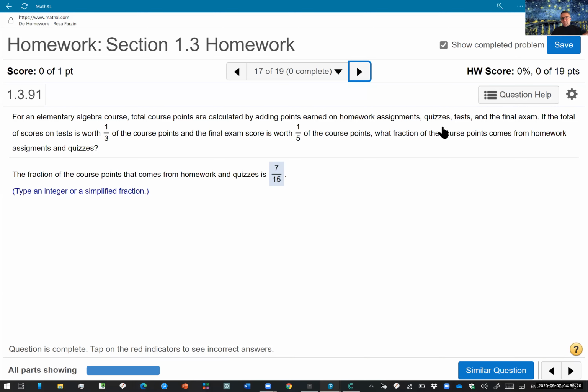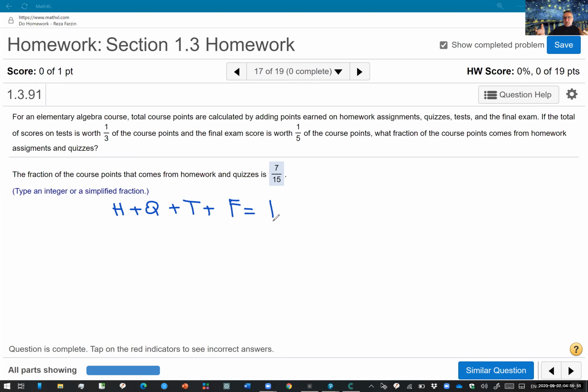So here we say the fraction of the grade that comes from homework, like this, right? Plus the fraction of the grade that comes from quizzes, plus the fraction that comes from tests, and the final, they all add up to what? To 1. Does that make sense?